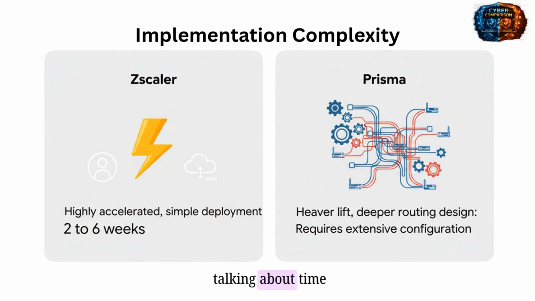If we are strictly talking about time to value for third-party access, Zscaler takes a clear win here. Most organizations can roll out Zscaler's initial deployment in a really breezy 2 to 6 weeks. Prisma Access, on the other hand, well, it often requires a heavier lift.